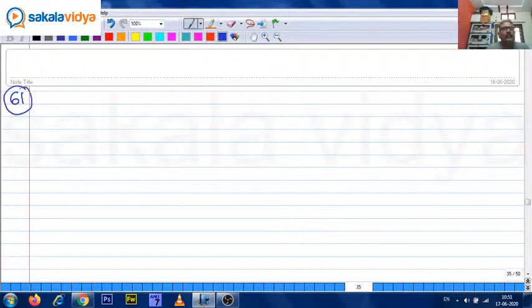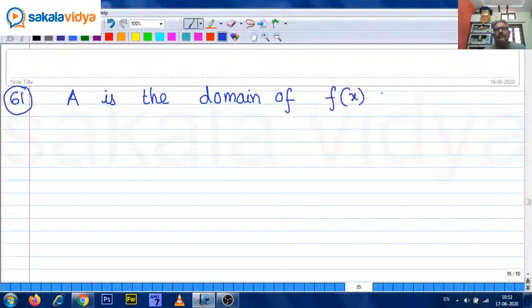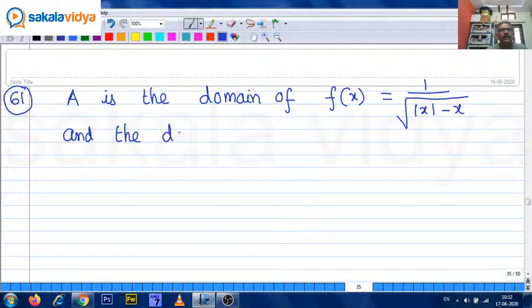Sixty-one. Capital A is the domain of f of x equals 1 upon root of mod x minus x, and B is the domain of g of x equals root over 1 minus mod x.